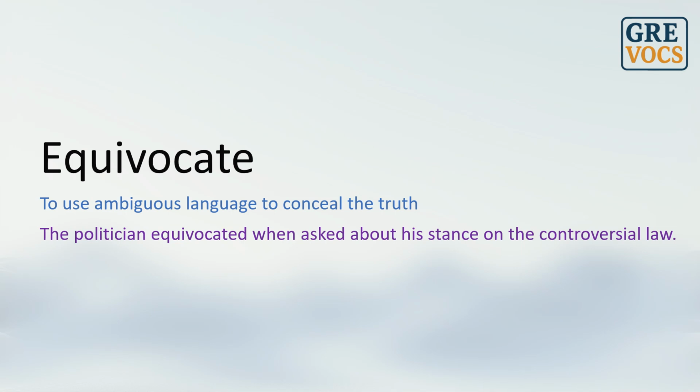And instead of saying yes or no, they give a long, confusing reply that doesn't really answer the question. That's equivocating. For example, the politician equivocated when asked about his stance on the controversial law. So when someone is dodging the question with clever but unclear words, you can say they're equivocating.